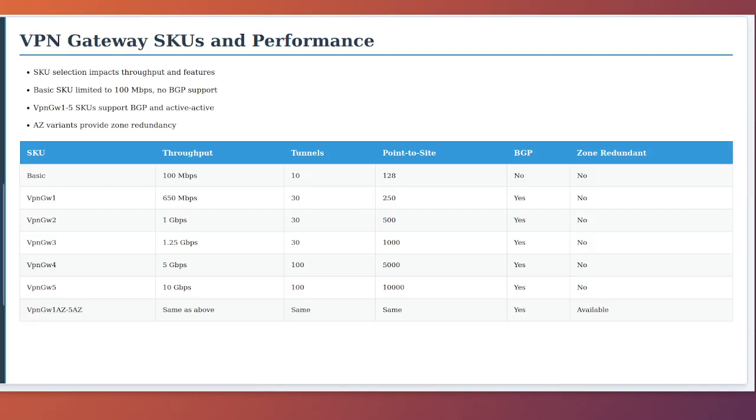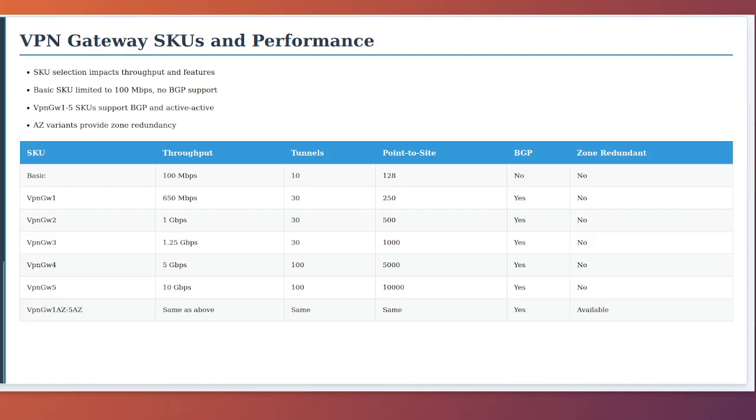The SKU column lists each tier from basic through VPN GW5. The throughput column shows the maximum aggregate bandwidth each SKU can handle, ranging from 100 megabits per second for basic to 10 gigabits per second for VPN GW5. The tunnels column indicates how many simultaneous site-to-site or VNet-to-VNet connections each SKU supports, from 10 for basic up to 100 for VPN GW5. The point-to-site column shows the maximum number of concurrent client connections, starting at 128 for basic and reaching 10,000 for VPN GW5.